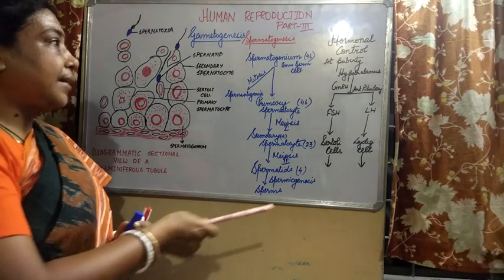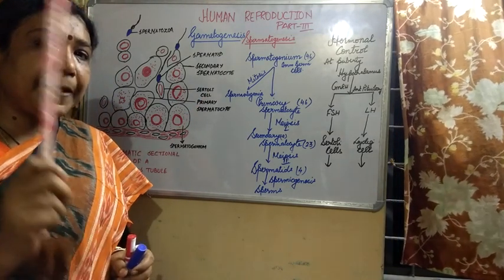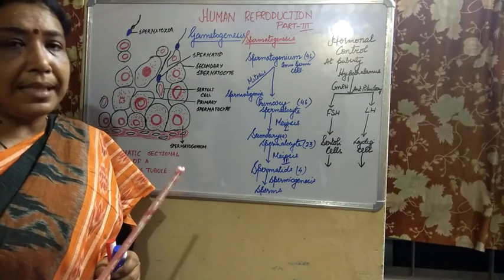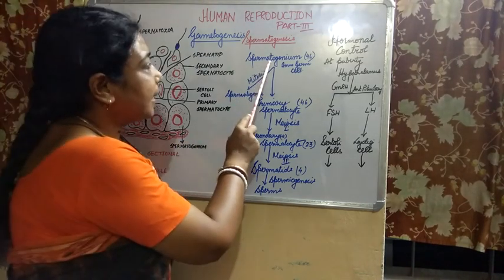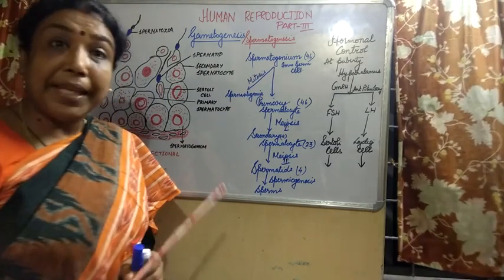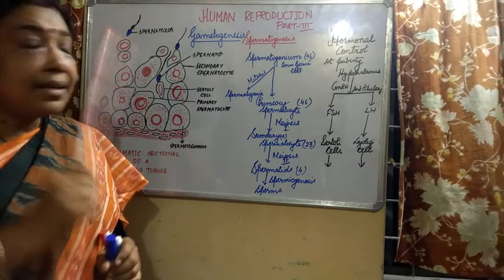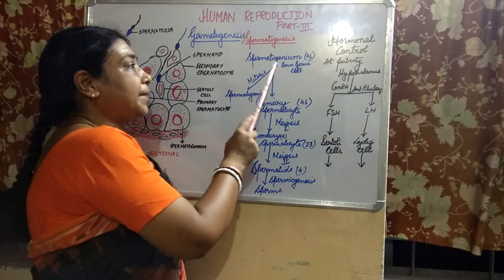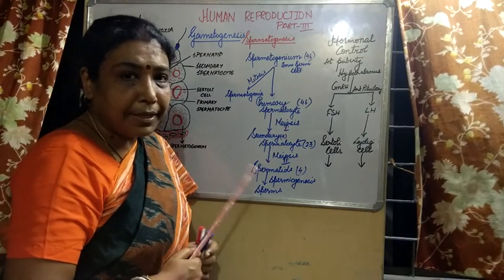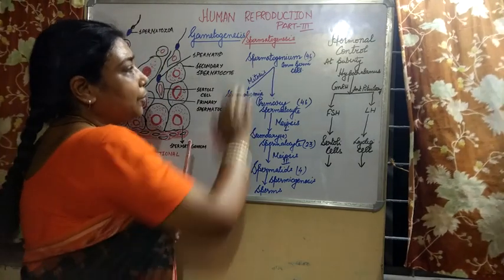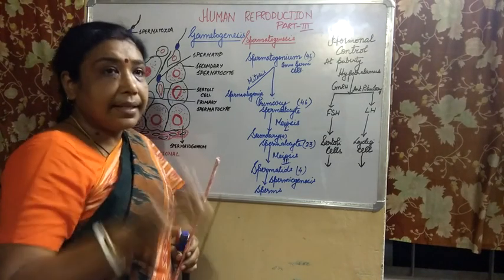First of all, children, I told you that the inner walls of the seminiferous tubule are lined by two types of cells. One is the immature male germ cells, and they are known as spermatogonium. Those mother cells are known as spermatogonium. Obviously the chromosome number is diploid, 46.